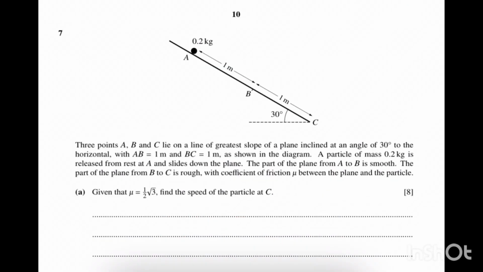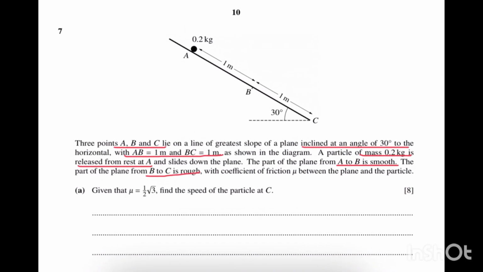For question number 7, they say that 3 points A, B and C lie on a line of greatest slope of a plane inclined at an angle of 30 degrees to the horizontal, with AB equal to 1 meter and BC equal to 1 meter as shown in the diagram. A particle of mass 0.2 kg is released from rest at A and slides down the plane. The part of the plane from A to B is smooth. The part of the plane from B to C is rough, with the coefficient of friction mu between the plane and the particle. So for part A, given that mu is equal to root 3 over 2, find the speed of the particle at C.